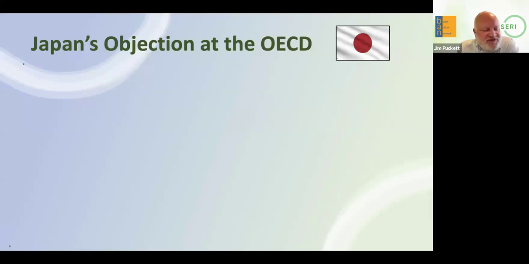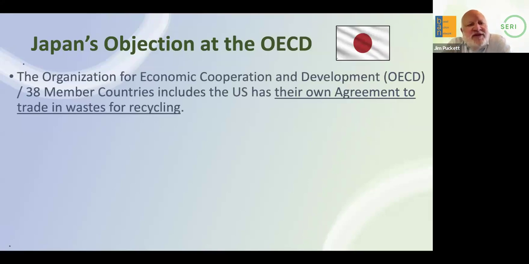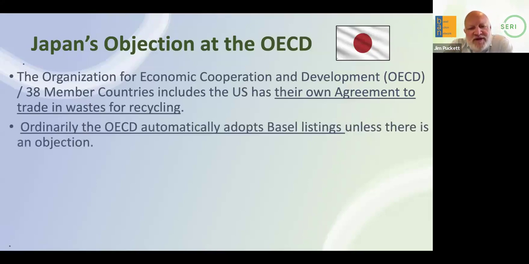So one thing that's happened in the last year, once these amendments were adopted at COP15, Japan went to the OECD, and normally the OECD, which is the Organization for Economic Cooperation and Development, 32 member countries, and so they have their own agreement, which is a valid Article 11 agreement under Basel, to trade amongst each other for recycling. They have their own agreement, and Japan's part of it, and the US is part of it. Ordinarily, the OECD automatically adopts the Basel listings unless there's an objection. Well, Japan objected to Y49.